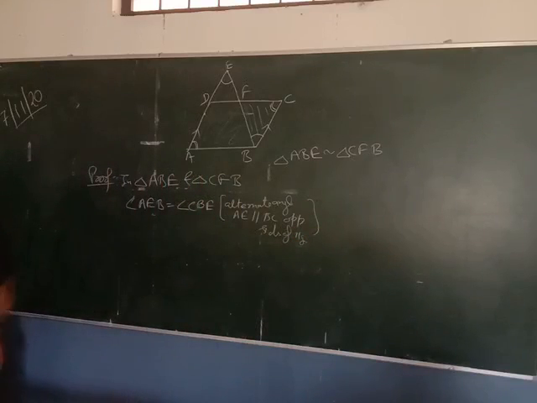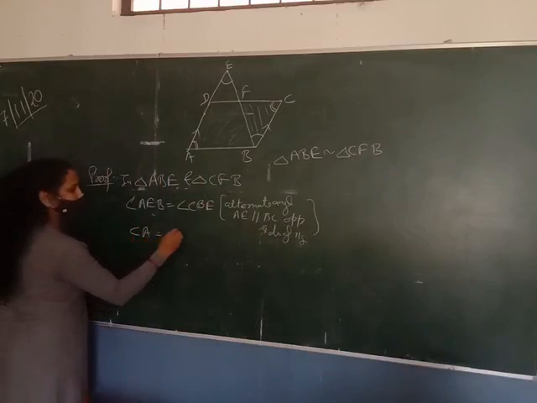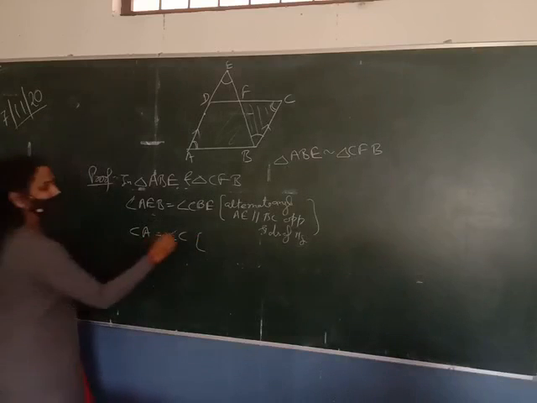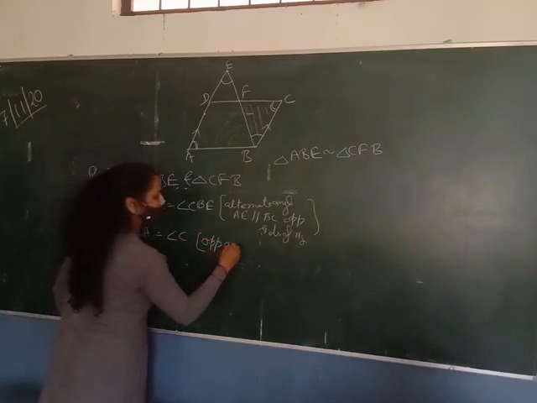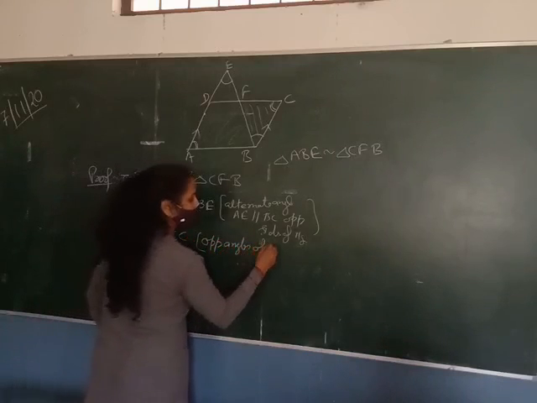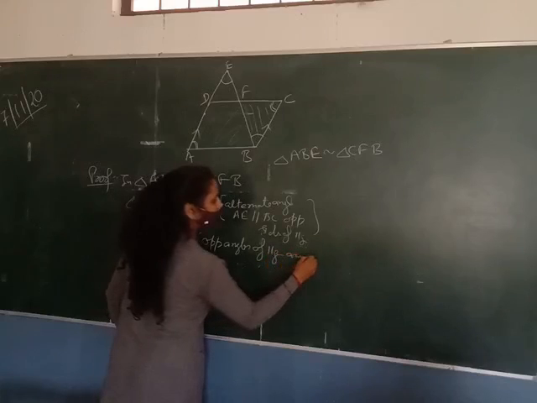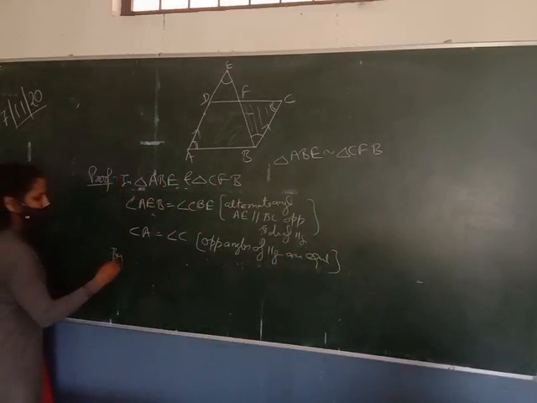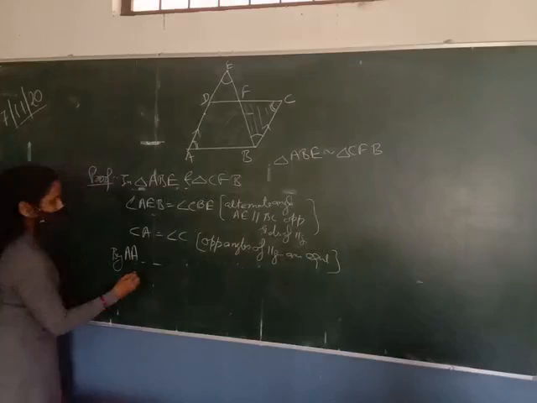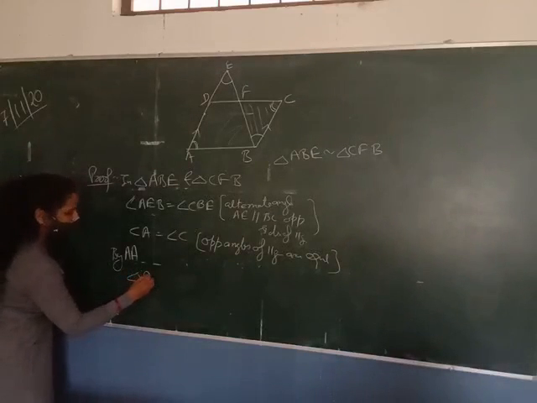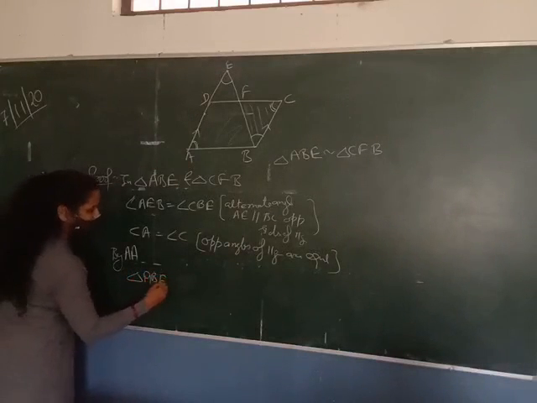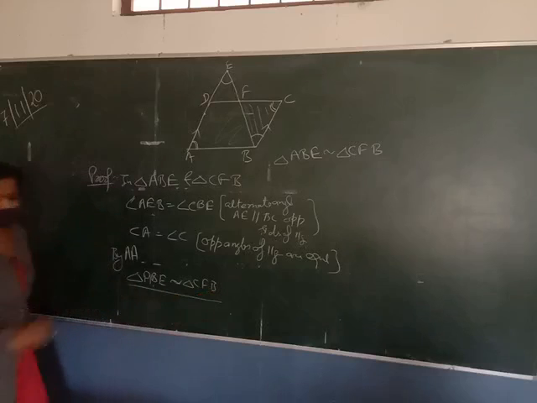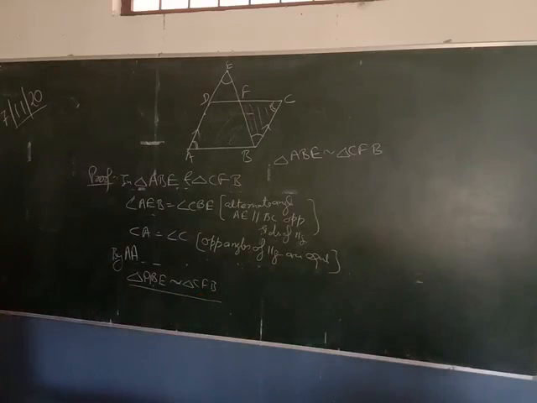Angle A is equal to angle C. Why? Opposite angles of a parallelogram are equal. Good. So by angle similarity, we can prove that triangle ABE is similar to triangle CFB. Any doubt in this question? Please start on the question.